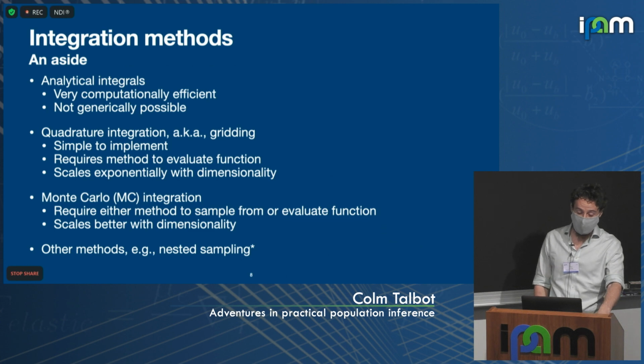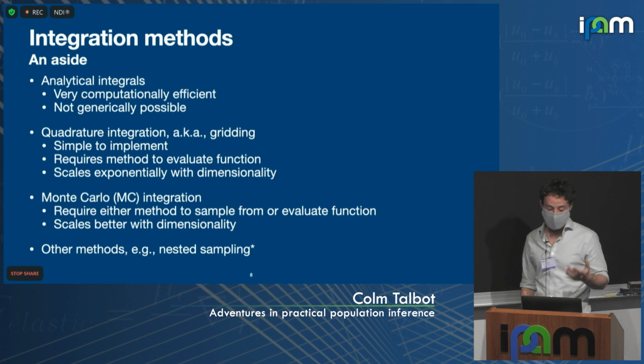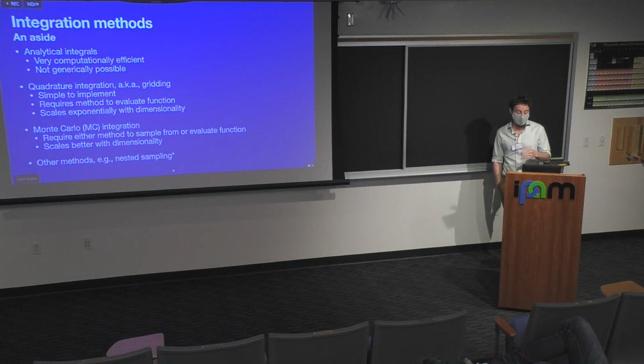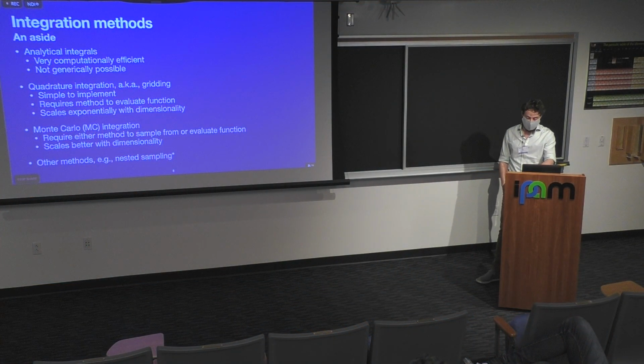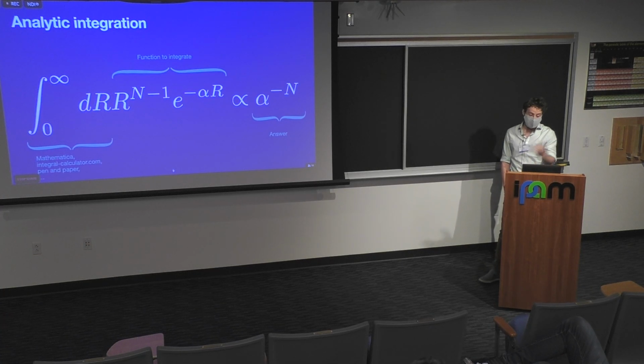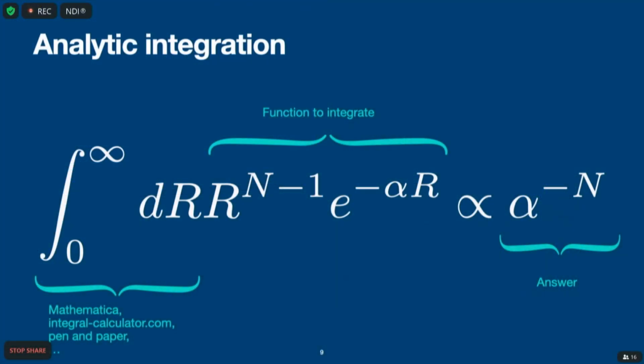And so what we rely on instead a lot of the time are these Monte Carlo integrals, which I'll spend more time on. And then there are other methods that are related to Monte Carlo integration, but just slightly smarter. One example is nested sampling, which you'll hear a lot more about tomorrow.